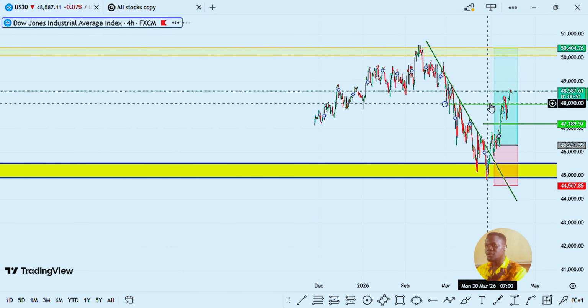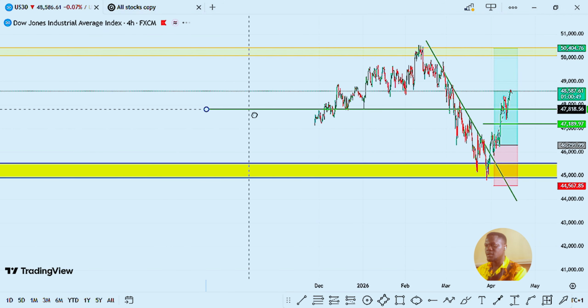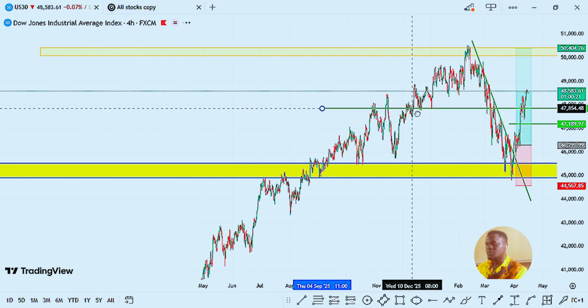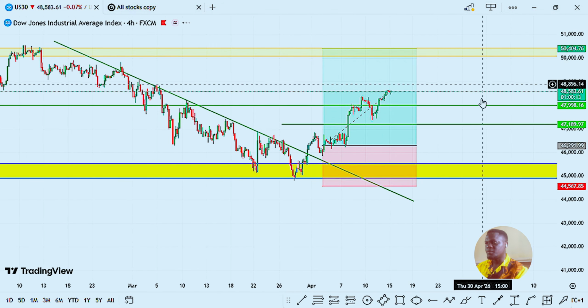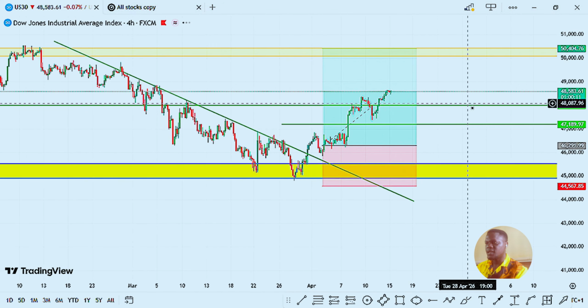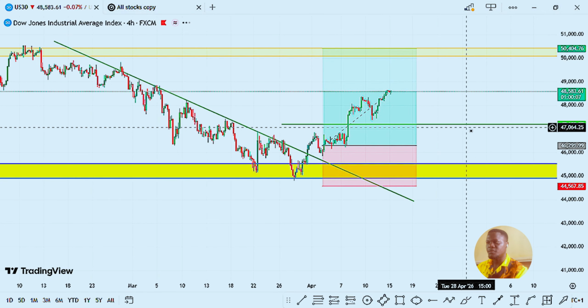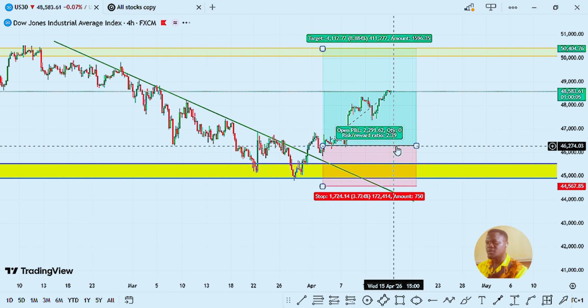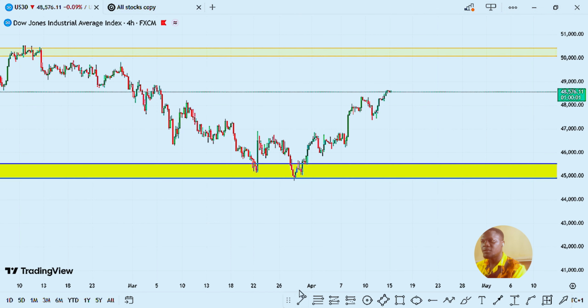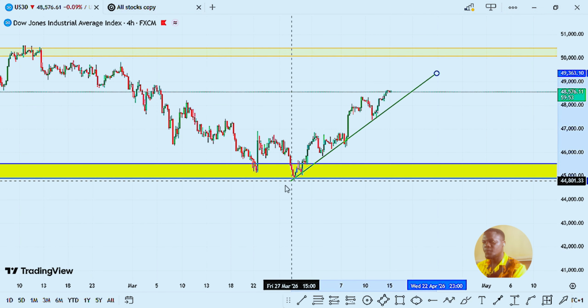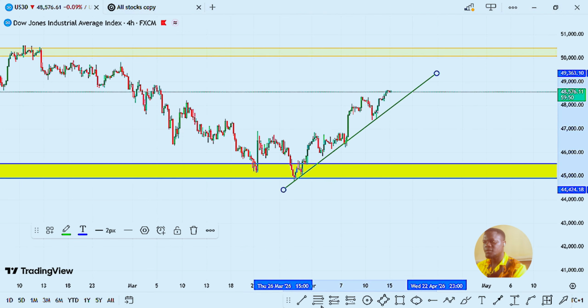Let me zoom out so you get that clearly. My take profit was somewhere here. My first take profit was right there, so this market has triggered my first take profit. I've moved my stops to break even on this trade. So this was my second entry, the third touch of this 4-hour straight line.